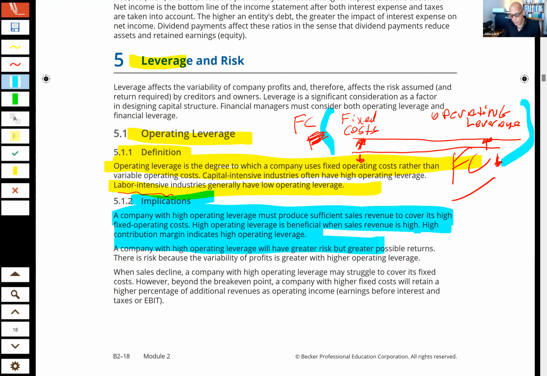Excuse me. Will have greater risk because what? We got to get over that mountain, and as we're kind of trying to get over that mountain, it's a little bit scary because we got to cover those fixed costs before we're going to have that profitability, and that fixed cost mountain is a little steep, right?